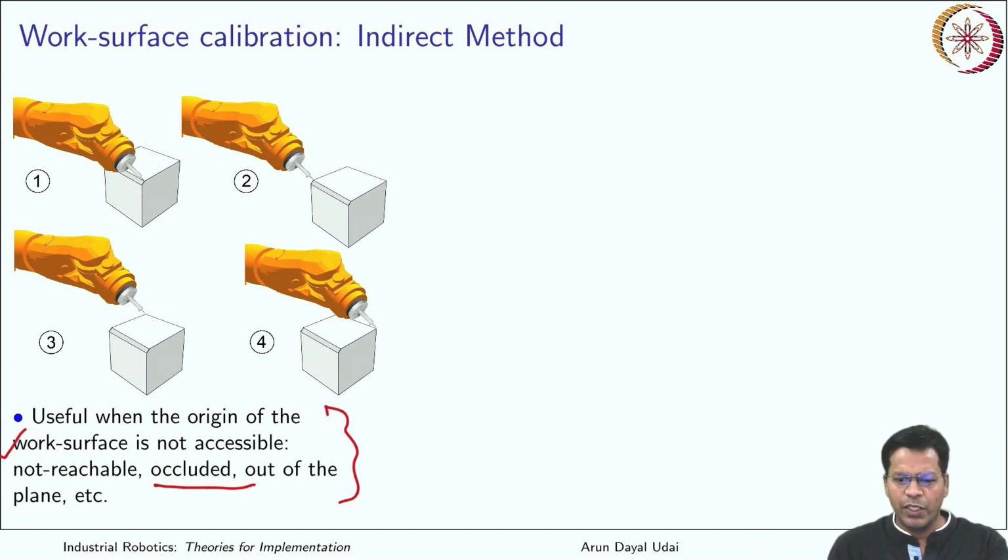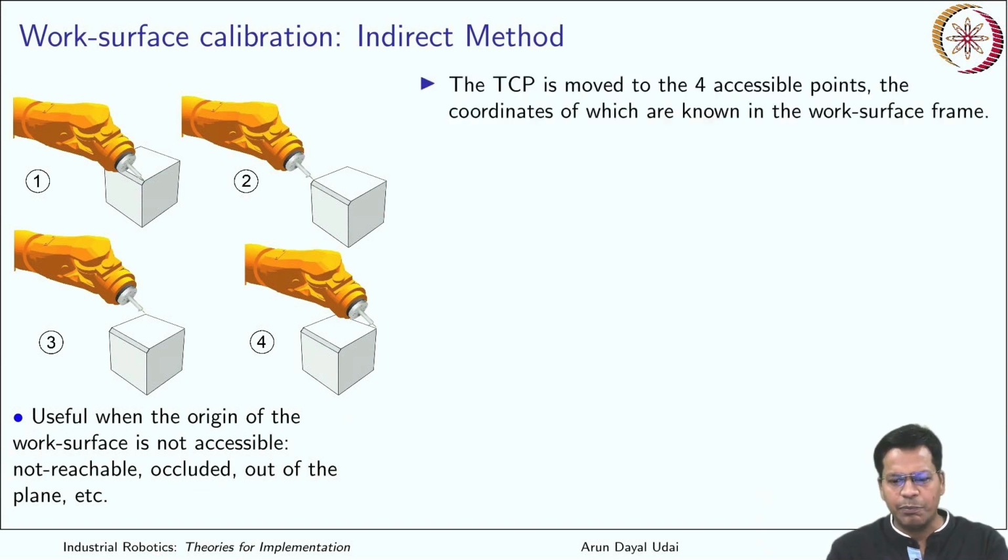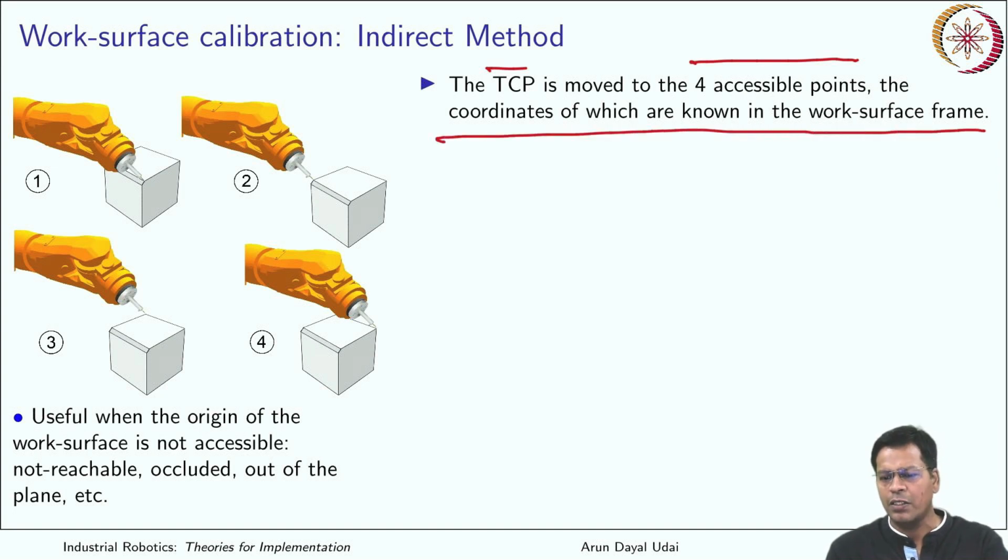This method is very simple. What it says is, your TCP can now be moved to 4 accessible points. Any 4 points in the workspace which are accessible to your robot. Okay. The coordinates of which are known with respect to the work surface frame. This is the prerequisite, that is the condition here. So all the points that your robot is now going to brush, those coordinates should be known with respect to your work surface coordinate system. Okay. So you have to brush it to the 4 locations.